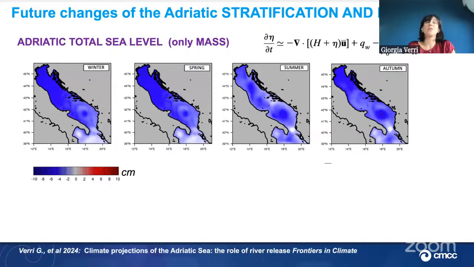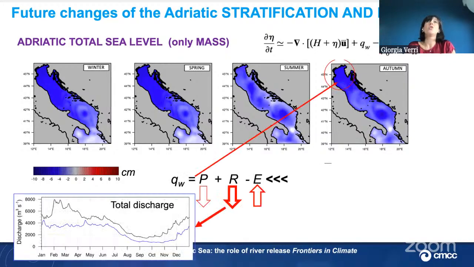So all these changes in terms of stratification and dynamics affect the total sea level projection. These additional panels show again the seasonal changes that we expect by comparing projection and historical range in our downscaling experiment. And these four panels in particular refer to the only mass components of the Adriatic total sea level, which is basically explained in terms of the water exchange at the air-sea interface and the water exchange through the Otranto Strait.